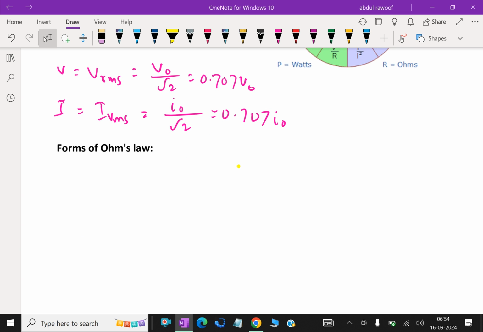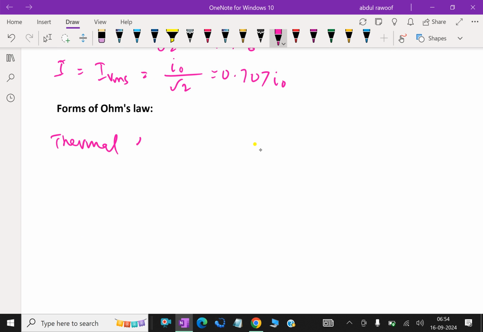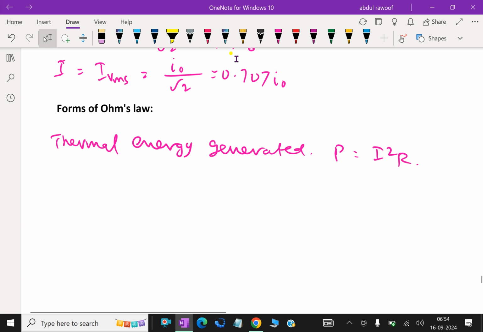Now, forms of Ohm's law. Here, thermal energy generated equals power equals I squared R, where R is the resistance of the circuit.